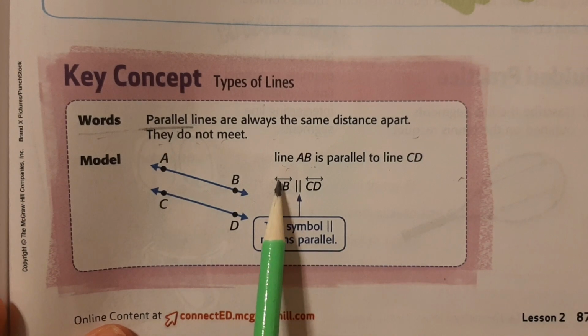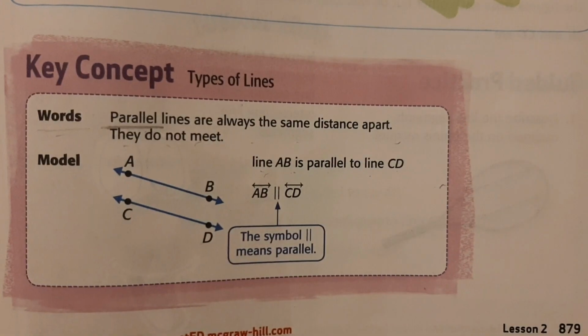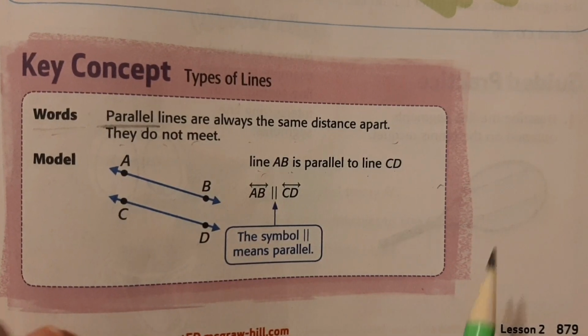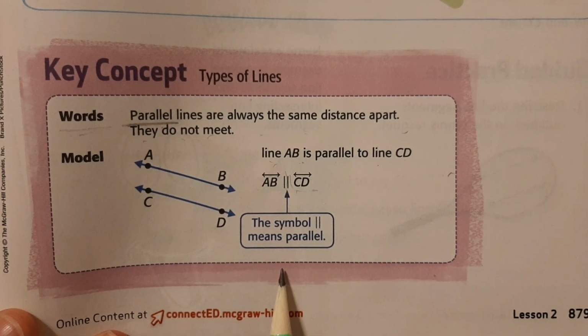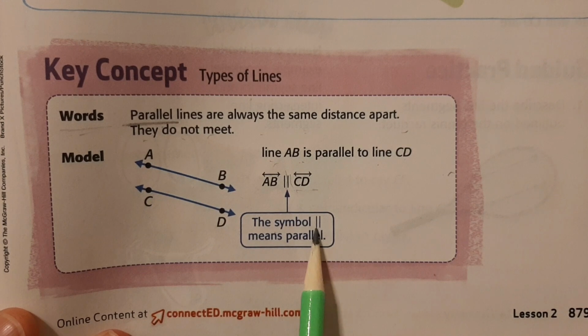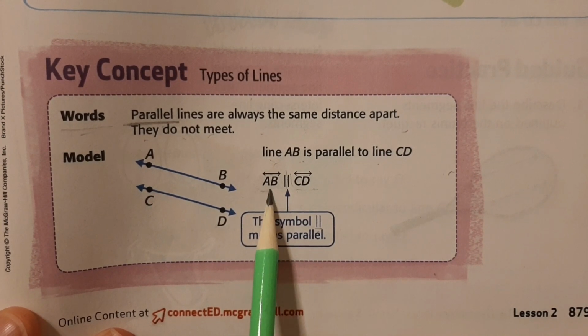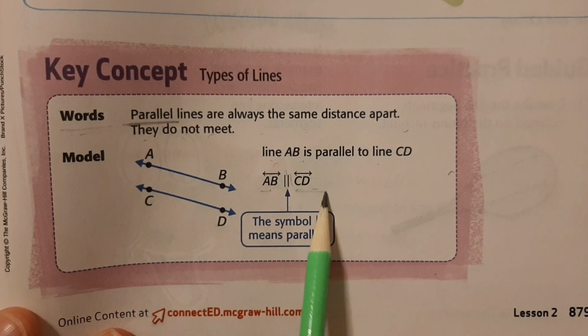So the way you show that is you write line AB. Remember how we did that? And then you write line CD, remember how we did that? And then you put these two little parallel lines in between. The symbol, two little parallel lines, means parallel. So you would read this, line AB is parallel to line CD. Well, what if they cross?